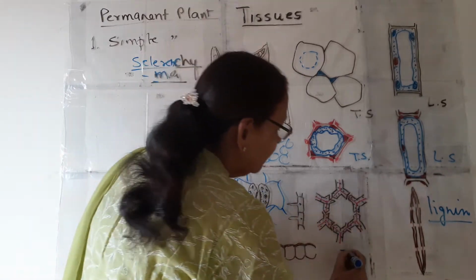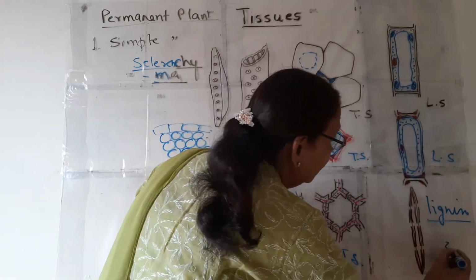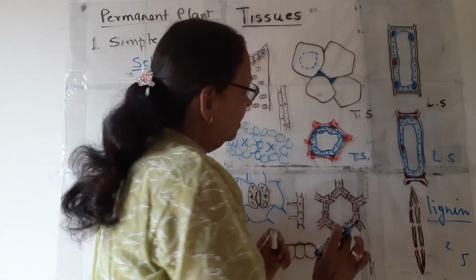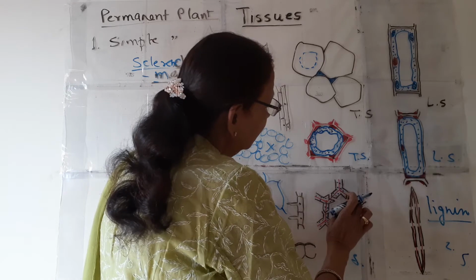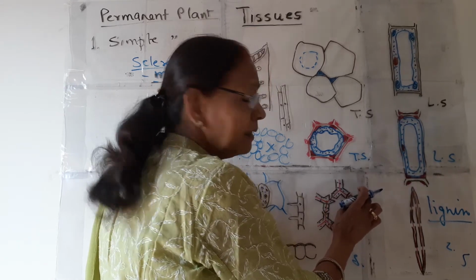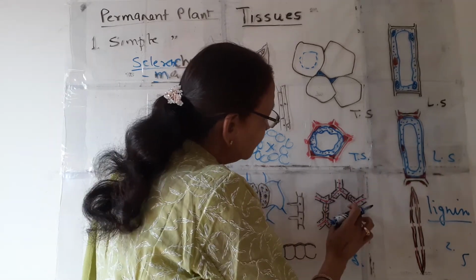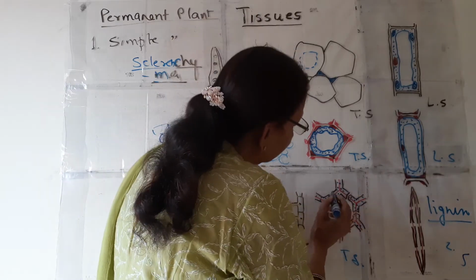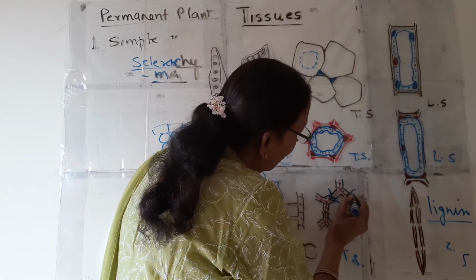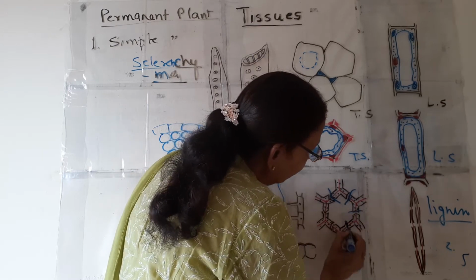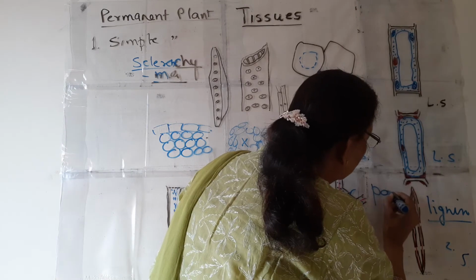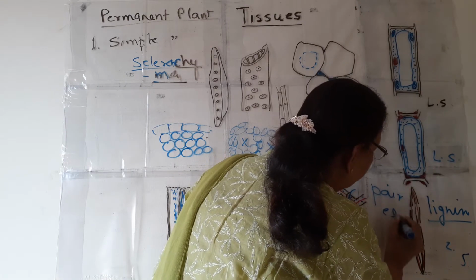This is TS again, and this is LS. In TS, you can see this is the shape of the cell. This is the middle lamella. This is the cell wall of this cell. This is the cell wall of this cell. What happens? You can see these openings. What are these openings? These are known as paired pits.